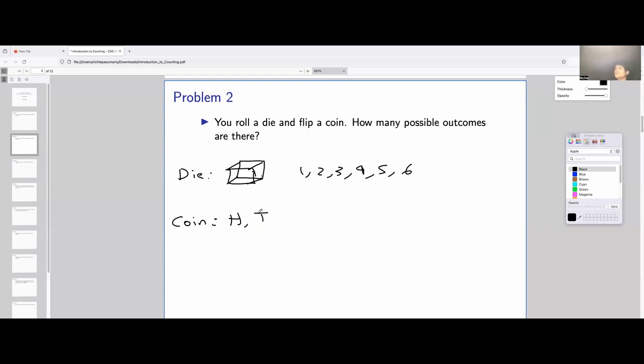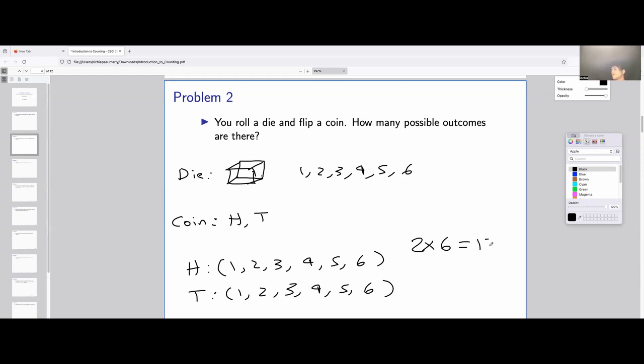So if we're interested in how many total possible outcomes there are, again, let's assume that the coin is a head. Then I have 6 possibilities for the dice roll. And if the coin is a tail, there are another 6 possibilities for my dice roll. So I'm writing them all out here, and we see there's 6 here and there's 6 here. So in total, there are 2 times 6, or 12 different possibilities.